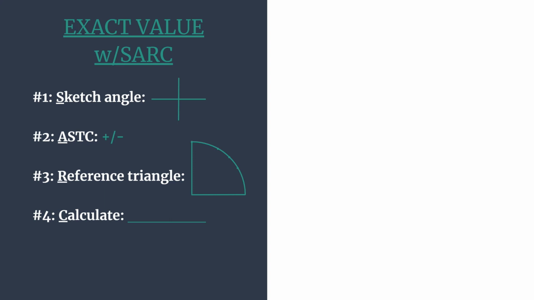S is for sketch your angle. A is for ASTC, which helps you decide the sign of your final answer, whether it's positive or negative. R is for the reference triangle, so you can get the coordinates for your calculation, which is the C. So today we're going to do that for the tangent of 5 pi over 6.